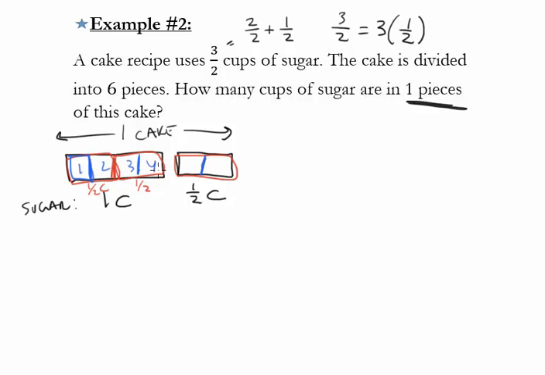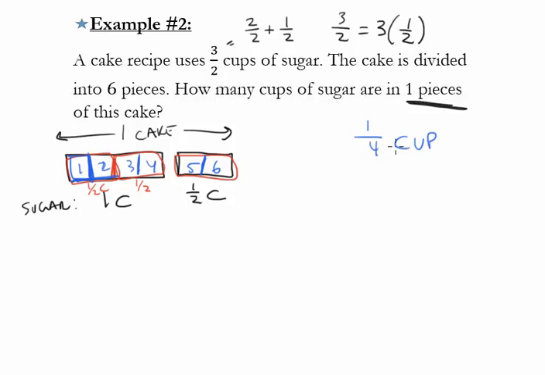1, 2, 3, 4, 5, 6. I'm just counting them here, right? And each of those pieces is half of 1/2 of a cup. So what is half of a half? That's a quarter, right? A quarter of a cup. So our answer is 1/4 of a cup.